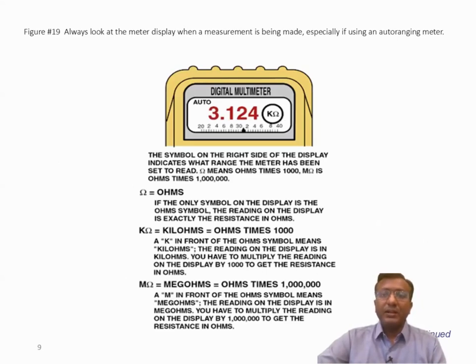Now, another feature of the multimeter is the auto ranging feature that we have studied in the last lecture. We have to cautiously understand whether the units of the multimeter are in ohms, kilo ohms or mega ohms. In case of an auto ranging multimeter, there is a special indicator provided in its display, which indicates the unit of the quantity which is being measured.